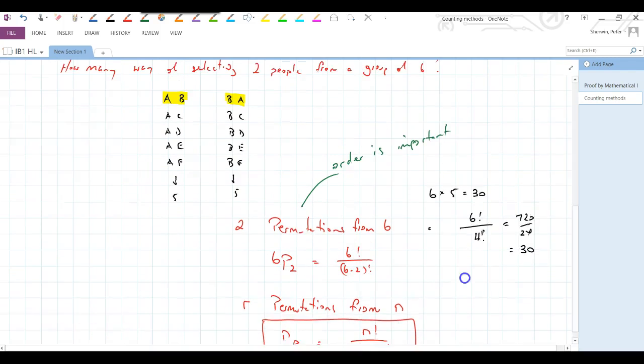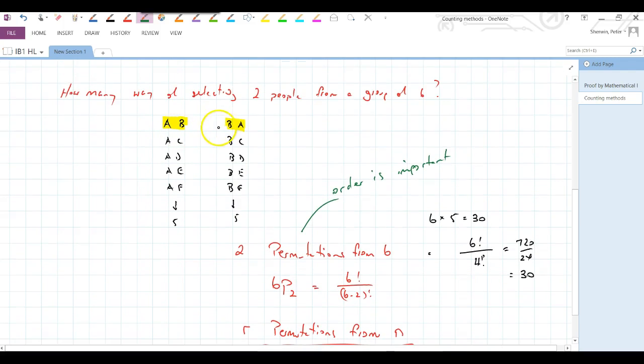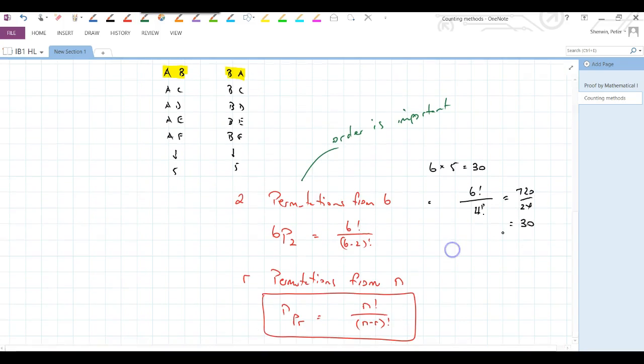So what do we do there? Well, in this case, we don't want our ABs and BAs to be different, they are the same. Our ACs and our CAs are the same. So we want to halve all our results, don't we? We want to take it back. It's going to be not 30 but 15.